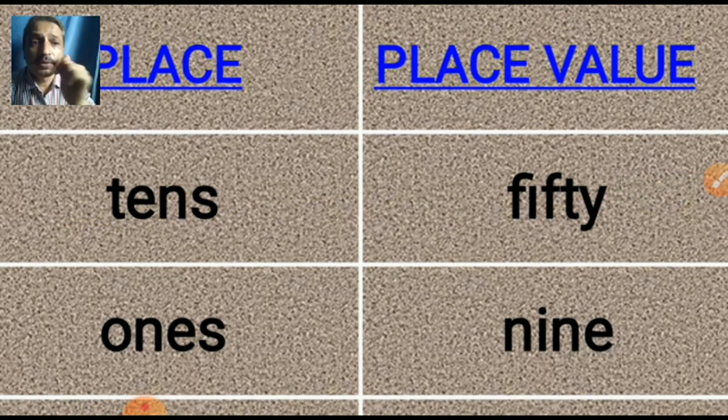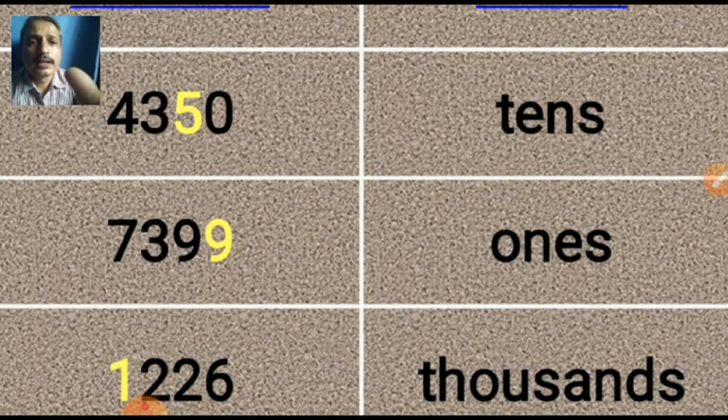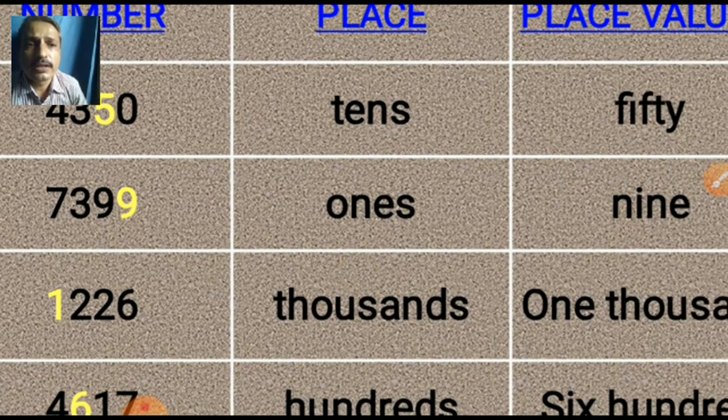Yes, fifty. Okay, look at here, 9. 9 in one place. So what is the value? Place value. Yes, 9 into 1, 9 only. Yes, 1, 2, 2, 6. 1 is in the 1000 place. 1 into 1000, that means 1000. Suppose there is a 5, so 5000.